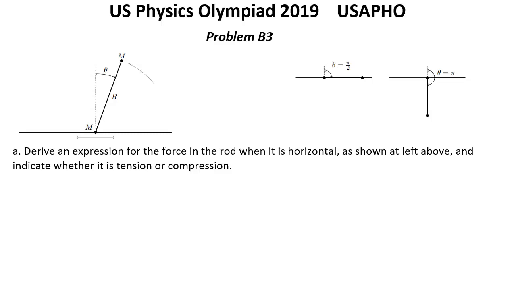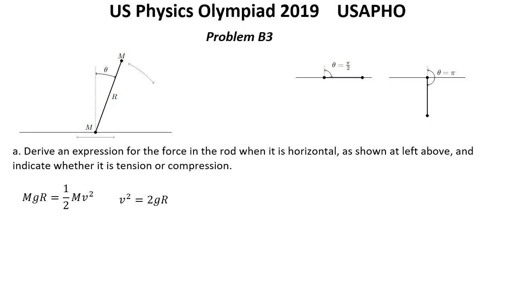Solution for question A. In the horizontal position, both bead and ball don't have horizontal velocity, and the bead has no vertical velocity too. It means that only the ball has vertical velocity, and we can write what this velocity is using energy conservation. So we have mgr equals 1/2 mv squared, and from here v squared equals 2gr.